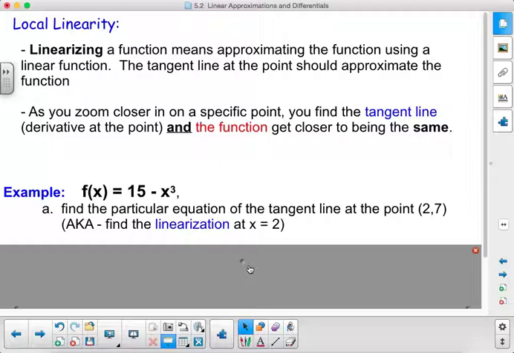So could you do part A, and I'll do part B in a moment here. I'll do that piece for you. But could you do A? Could you linearize that function, 15 minus x cubed, at x equals 2? So can someone verbalize what that means?